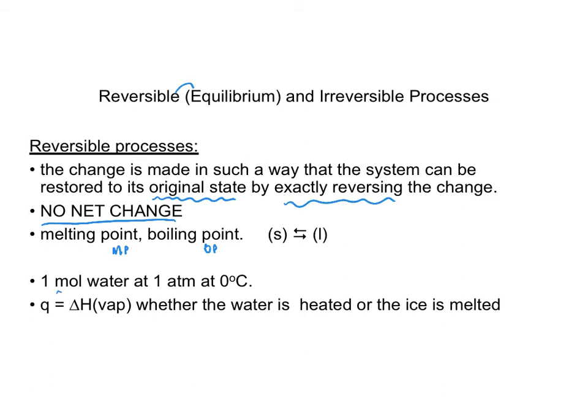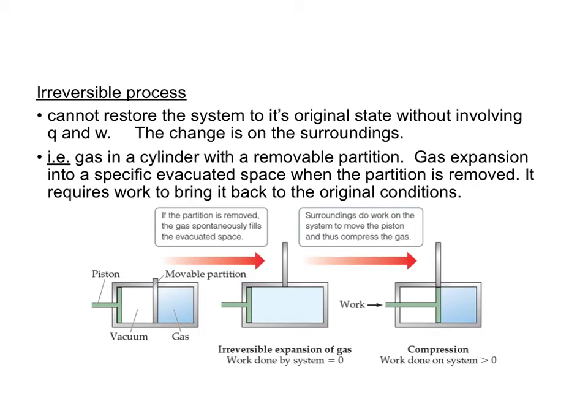So if we have 1 mole of water at 1 atmosphere and 0 degrees centigrade, the Q, the delta H, the enthalpy that we calculate, I guess it shouldn't be vaporization, it should be freezing, whether the water is heated or the ice is melted. So these are those phase transition delta H, okay? What's an irreversible process? Well, you simply cannot restore the system to its original state without involving heat and work. The change is going to be on the surroundings.